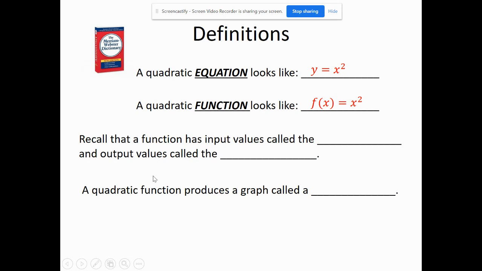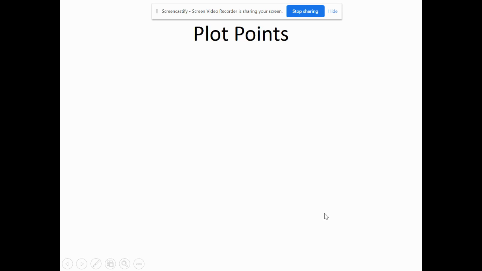Recall that a function has input values that are called the domain and output values that are called the range. And a quadratic function produces a graph called a parabola. Okay, those are just some key terms there. So let's do this here.